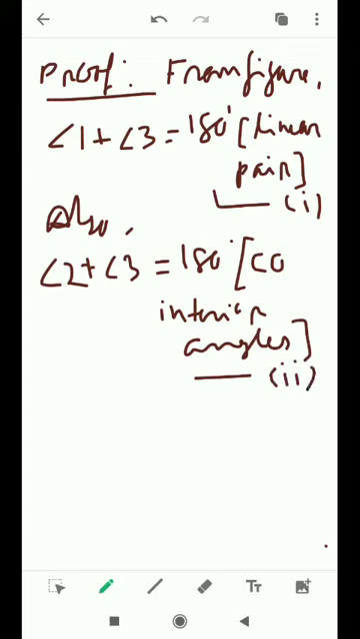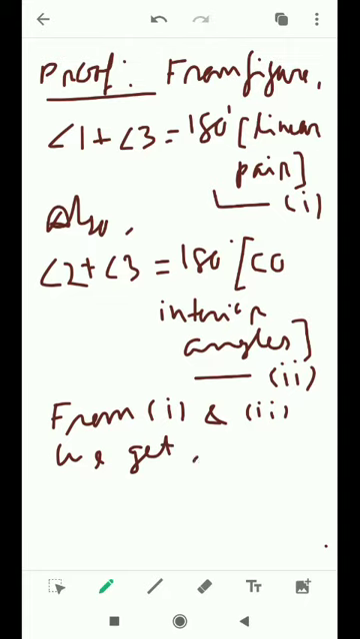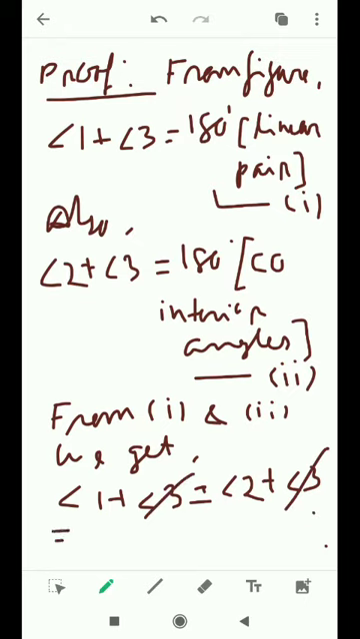Now angle 1 plus angle 3 is 180, and angle 2 plus angle 3 is also 180. So from 1 and 2 we can write that 1 plus 3 is equal to 2 plus 3, and on both sides 3 cancels. So what is left? Angle 1 equal to angle 2. So it is proved. So the first proof is done. Theorem 6.2 is proved.